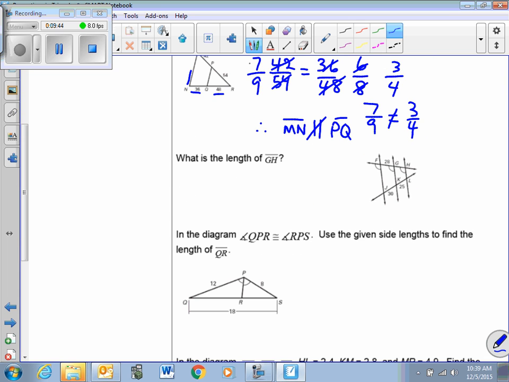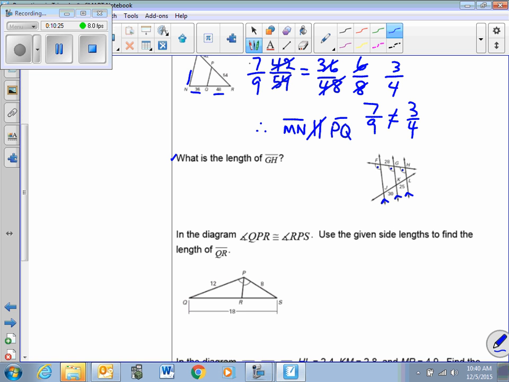Alright, how about this one? What is the length of GH? Okay, well, we're going to use our theorem that says if three parallel lines intersect two transversals, then those lines divide the transversals proportionally. So, I got a problem. I don't know that FJ is parallel to GK is parallel to HL, or do I? Do I know that those are parallel? Yes, I do. Why do I know? Because I can see that the corresponding angles are congruent. So I do indeed have parallel lines here.